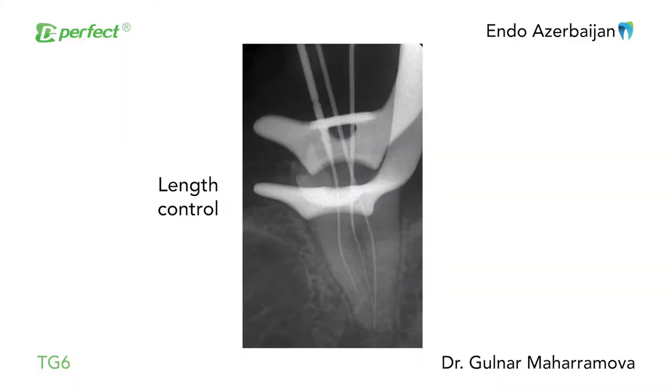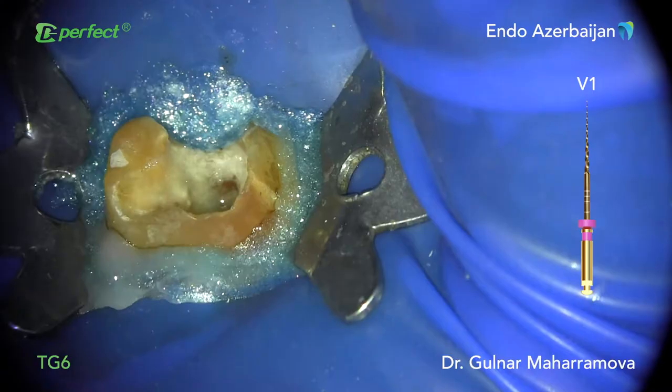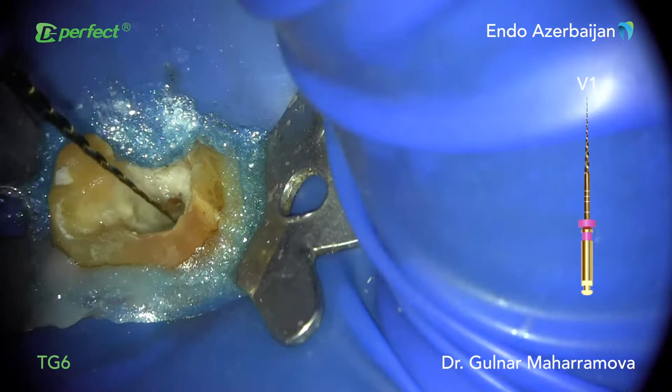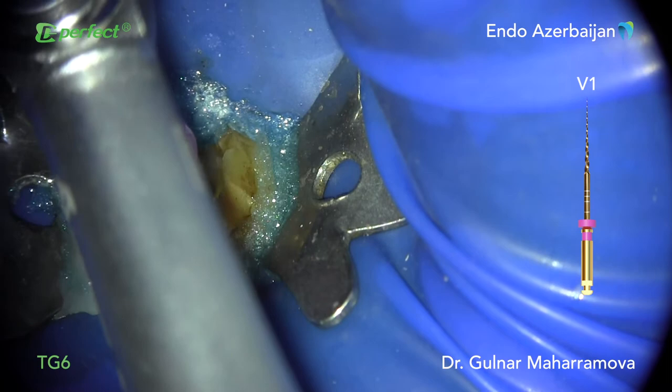Now, when we have a glide path, we can proceed with the shaping of the middle portion of the root canal system. For this purpose, I used V1 and V2 files. V1 is a 0.2 taper and V2 is a 0.4 taper file, which allow gradual and conservative shaping along with a comfortable path to the apical portion of the root canal system.